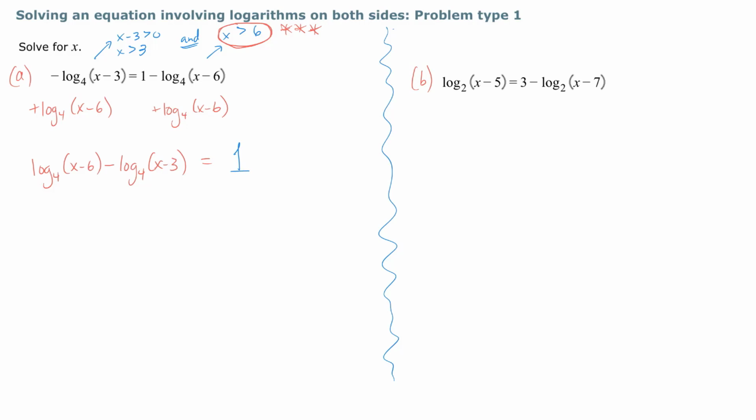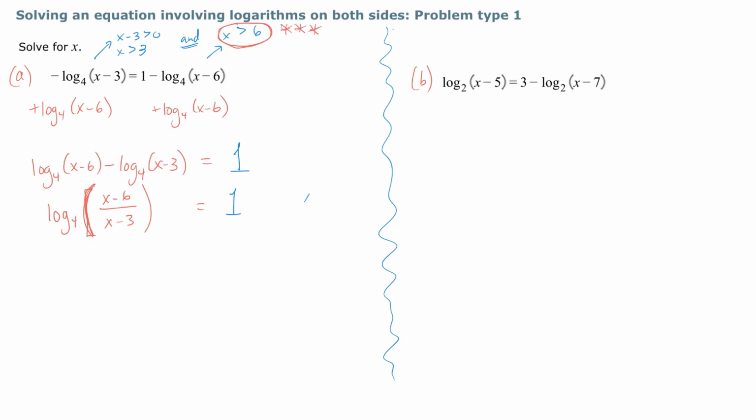And we react to these problems because you've memorized the log properties or you're in the process of memorizing them. So the difference of a log function with a common base is really the log of the fraction. What did I just say? Well, let's just write it symbolically. This is the log of x minus 6 over x minus 3. And that is now equal to 1.